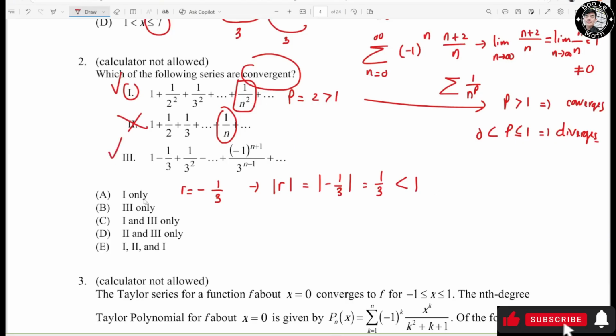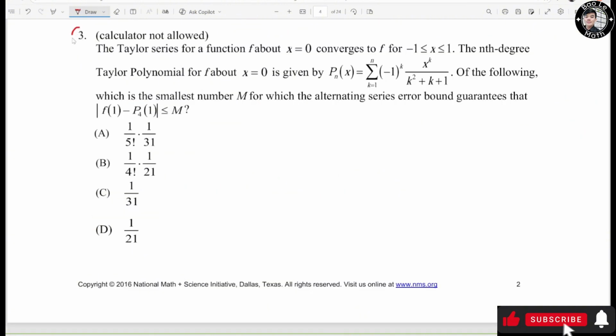So number 3 is correct. So the answer must be 1 and 3, right? The answer must be C. Now let's move on to question 3.